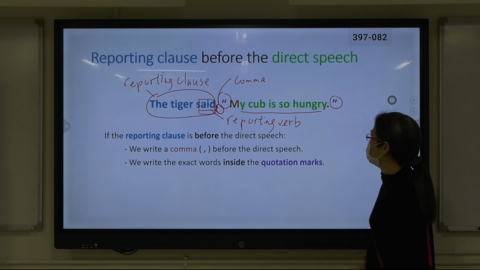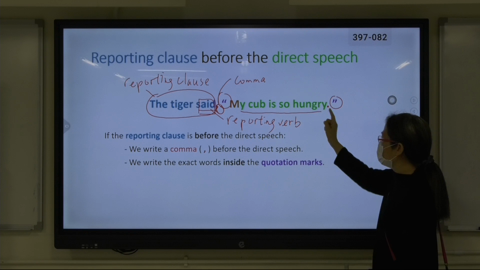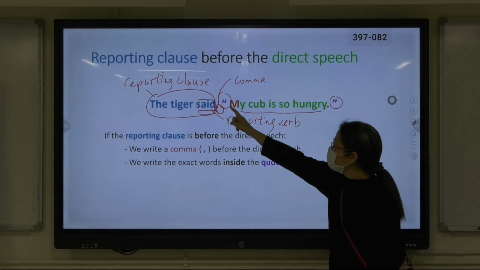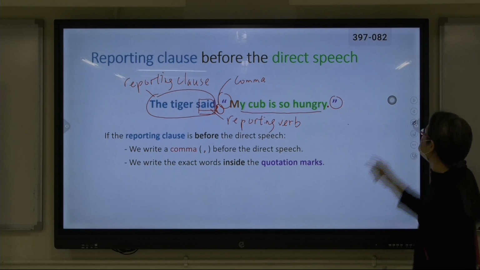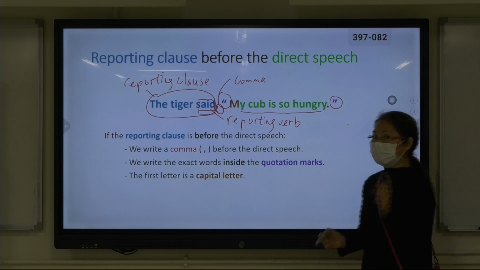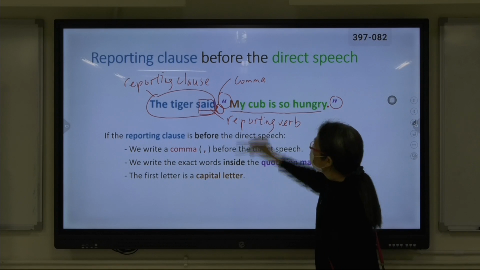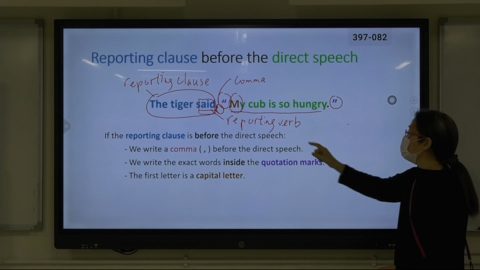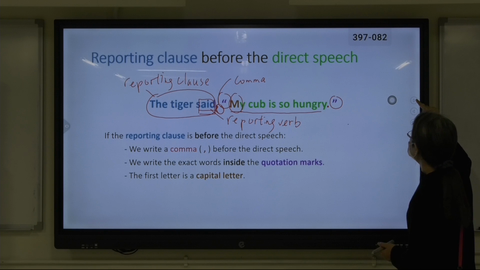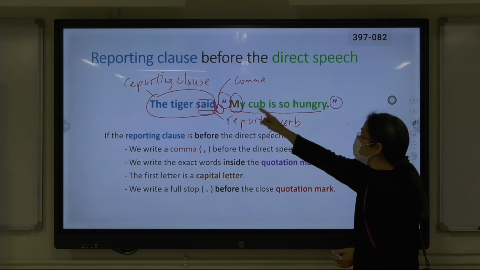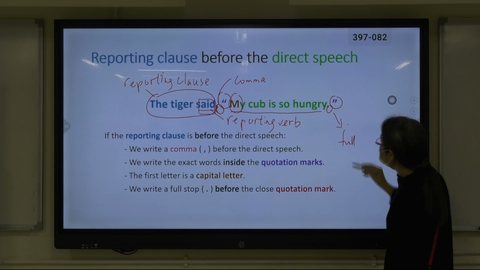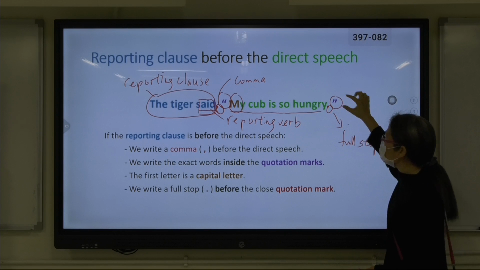And then we write the direct speech, the exact words inside the open quotation mark and close quotation mark. Remember, in the direct speech, the first letter is a capital letter. For statements, we'll use a full stop at the end of the direct speech before the close quotation mark.